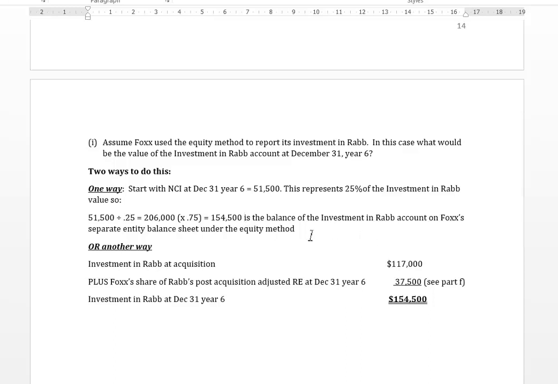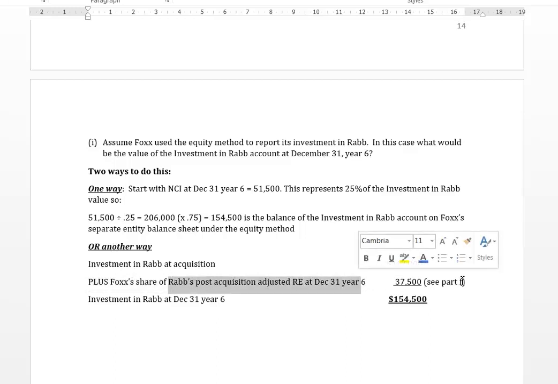Now, the only problem I tend to find with students doing the second way is they don't really understand what they're calculating here. Well, that's a problem we would have come across in Part F. But just to summarize, the value of the investment in Rabb that Foxx holds, Foxx is really entitled to getting its share of all of the equity earned by Rabb, the sub, after they become related. All the equity that Rabb has earned is sitting in its retained earnings, because that's where consolidated income gets closed out, just like if you had a company and you were doing your books, you'd have to close all your income statement accounts to retained earnings.